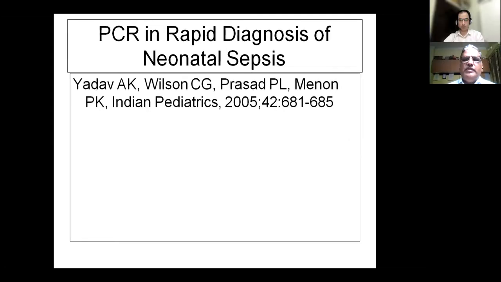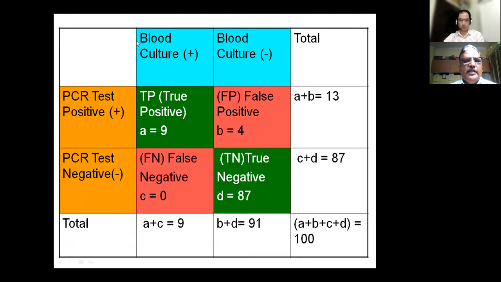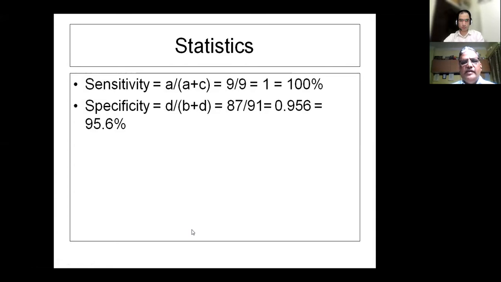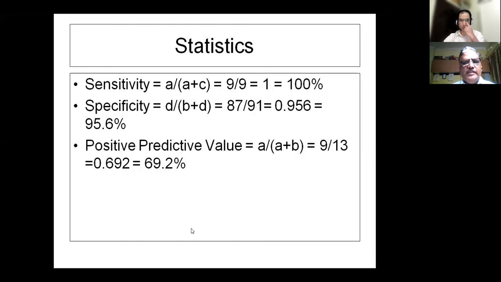Take this paper published in Indian Pediatrics in 2005, which compared PCR with the blood culture, which is the gold standard for newborn sepsis. So 100 subjects. True positives were 9, false positives were 4. So PCR positive total were 13, PCR negative were 87, 0 false negative and 87 true negative. So the sensitivity was 9 by 9, 100%. Specificity was 87 by 91, 95.6%.